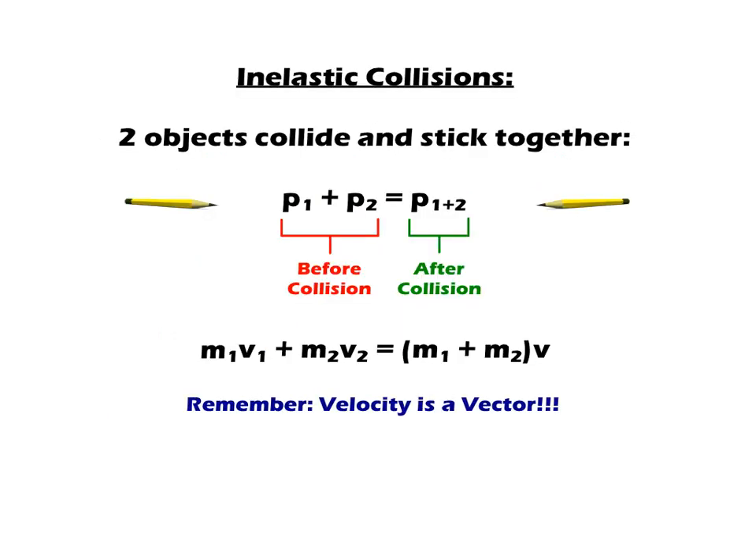So typically the hardest part of this chapter is identifying which type of collision is actually happening, right? If you do that incorrectly, you're going to be completely lost trying to solve for any of the variables like mass or velocity after you set up your equation.